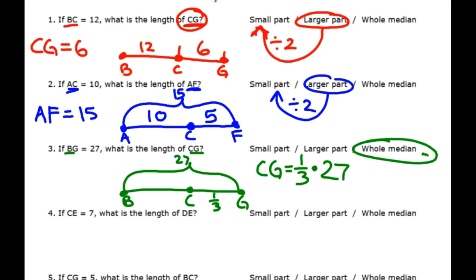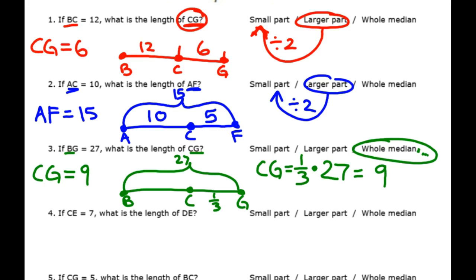Okay? So I want you to notice, when you're given the whole thing, you're multiplying that whole thing times some fraction, whatever you're looking for. And in this case, we're looking for the smaller one. So 1/3 times 27, if I type that in my calculator, I'm going to get an answer of 9. Okay? So CG equals 9. Okay? Let's look at number 4.